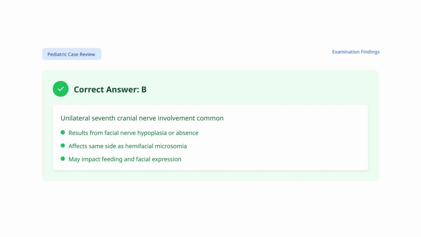Unilateral 7th cranial nerve involvement commonly occurs in Goldenhar syndrome. This results from facial nerve hypoplasia or complete absence. The weakness affects the same side as the hemifacial microsomia. Facial nerve dysfunction may significantly impact feeding capabilities and facial expression development in affected infants.